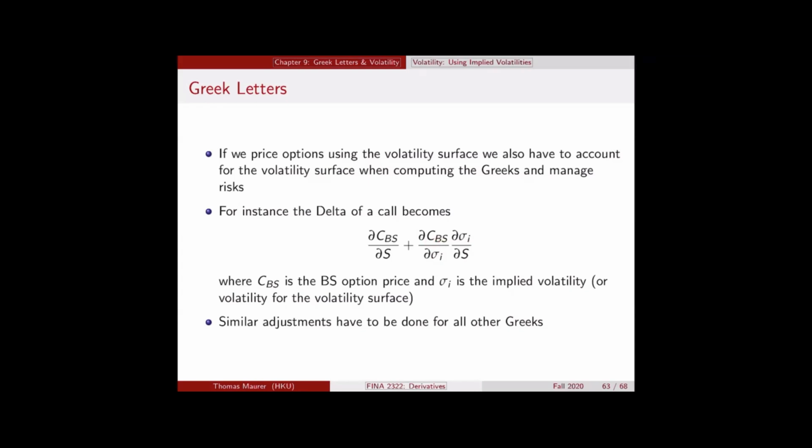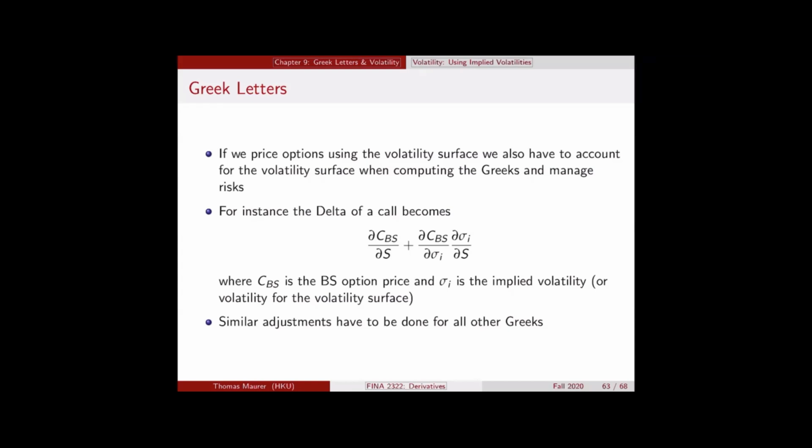That second term over here, that's actually the vega of an option. So if we look at Greek letters here for delta, then we have to not just look at that first partial derivative of the call option with respect to S, but we also have to add to that how much the call changes as volatility changes, and how much volatility changes as the price of the underlying asset changes. And a similar adjustment has to be made also to other Greek letters.